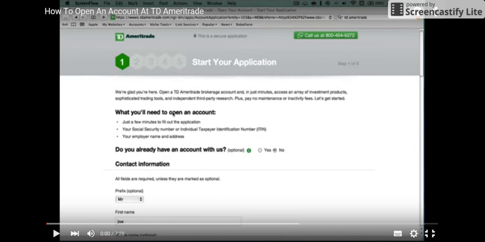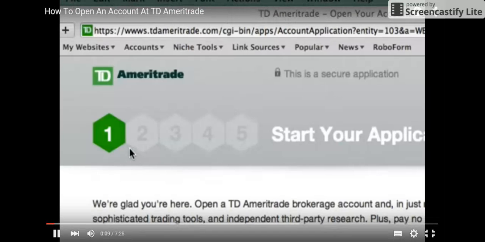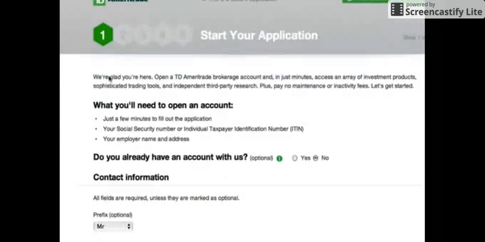This is Bruce Allen, and I'm going to show you how easy it is to open up a stock market account. The broker I'm using here is TD Ameritrade. It's one of the most popular and highly rated discount online brokers.